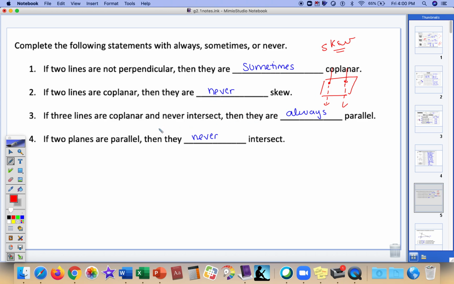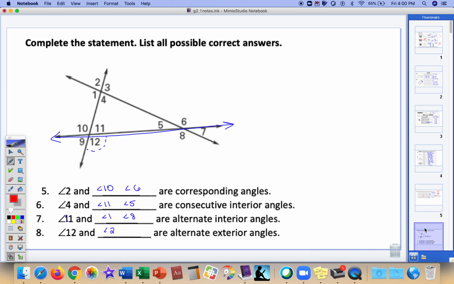If three lines are coplanar and they never intersect, so they're on the same plane and never intersect, they have to be parallel. And if two planes are parallel, then the planes are never going to intersect. So the big one you really have to think about is skew. That's the tricky one.